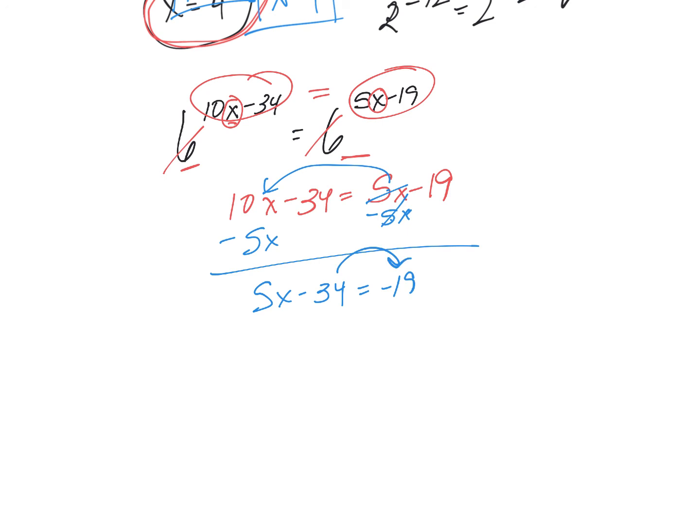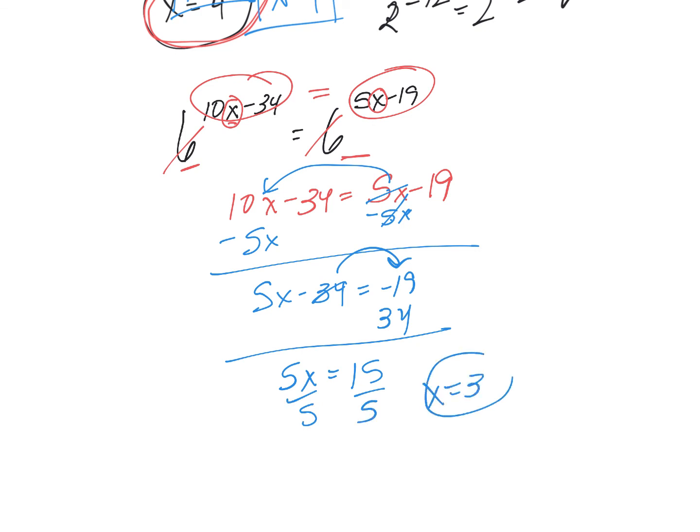Now I want to bring the 34 over. So I want to add it because it's subtracting, to get rid of it. So we get 5x equals 15. Divide by 5, and x equals 3.